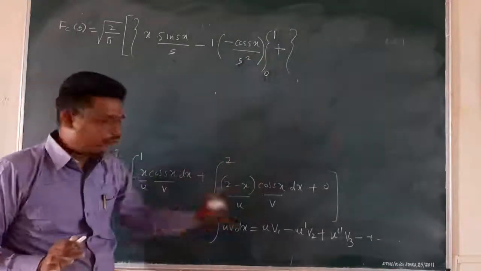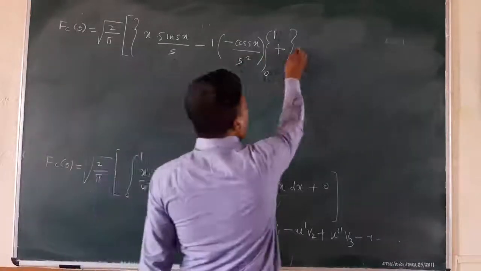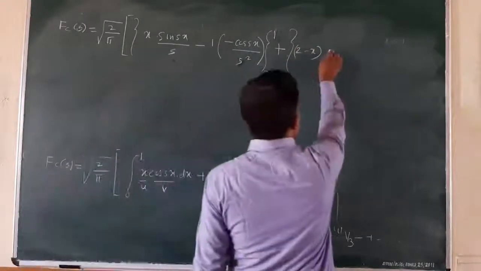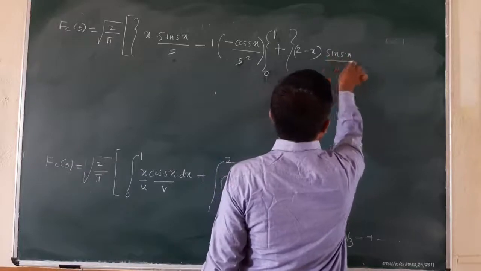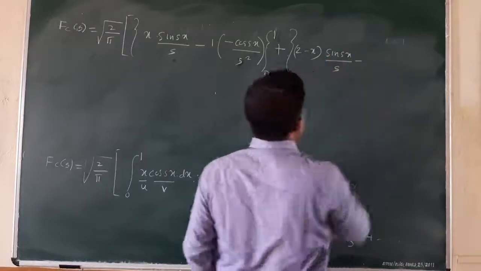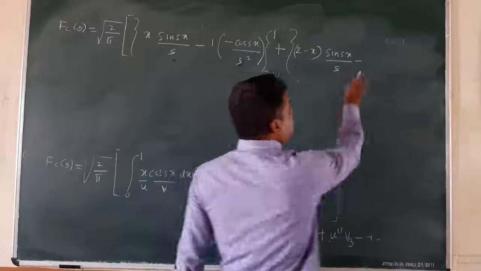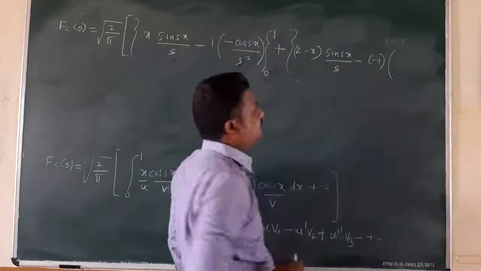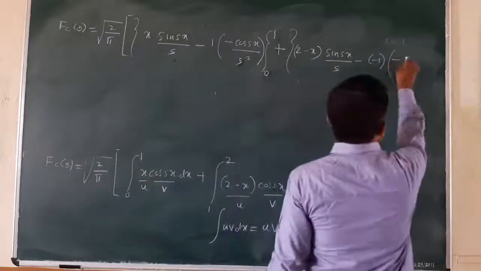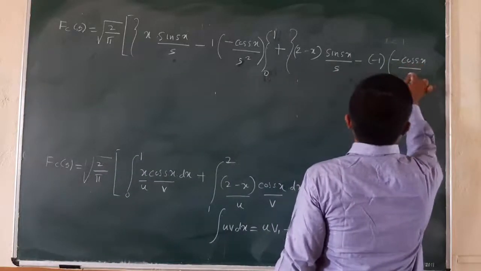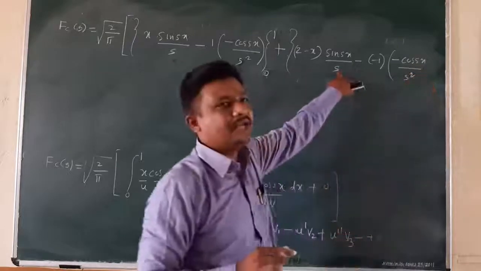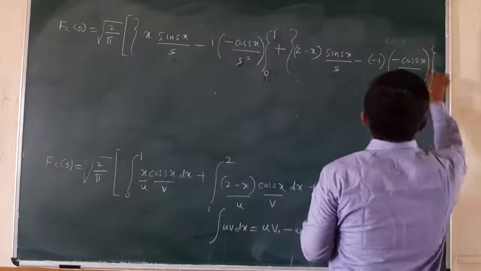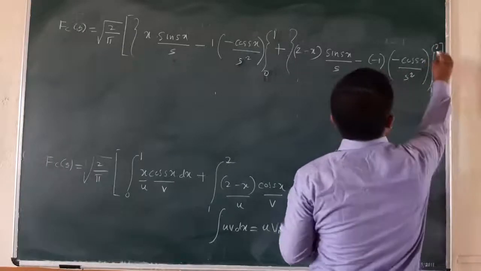Now I will integrate this one. I will write u as it is. Integration of cos sx is again sin sx upon s, minus derivative of 2 minus x is minus 1 into integration of sin sx upon s is minus cos sx upon s square, because here we are having 1 upon s and s into s becomes s square. So between the limit here 1 to 2.